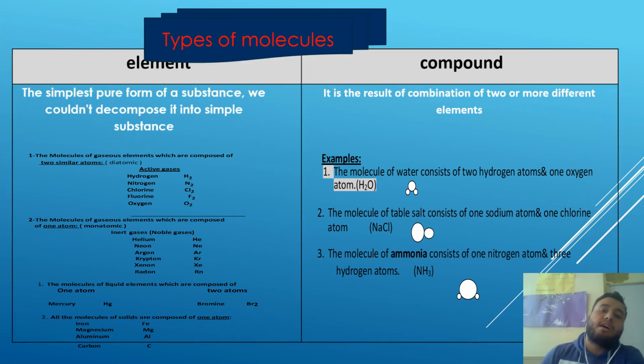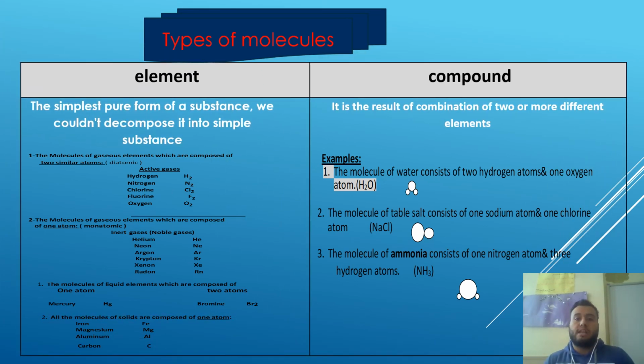Now the last thing in our lesson is called types of molecules. We have two types of molecules: element and compound. What is the meaning of element? It is the simplest pure form of substance. We couldn't decompose or analyze it into smaller or simpler substances. While a compound is the result of combination of two or more different elements. So now, mister, tell me examples for elements and examples for compounds.